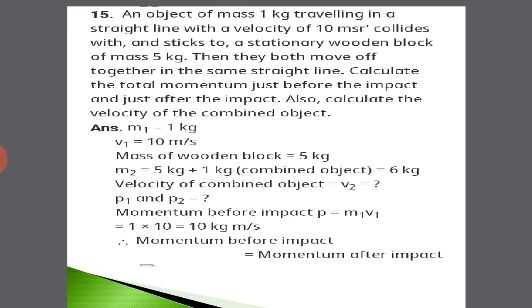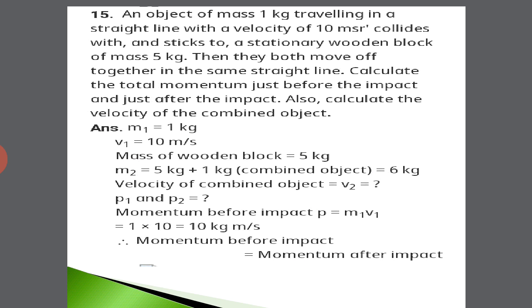An object of mass 1 kilogram traveling in a straight line with a velocity of 10 meter per second collides with and sticks to a stationary wooden block of mass 5 kilogram. Then they both move off together in the same straight line. Calculate the total momentum just before the impact and just after the impact. Also calculate the velocity of the combined object.